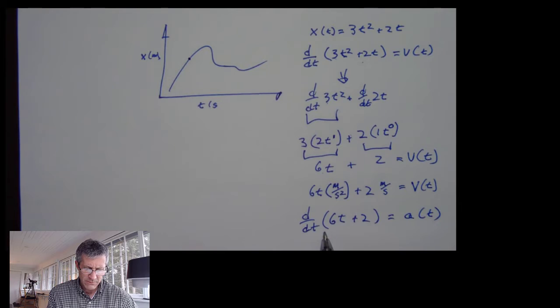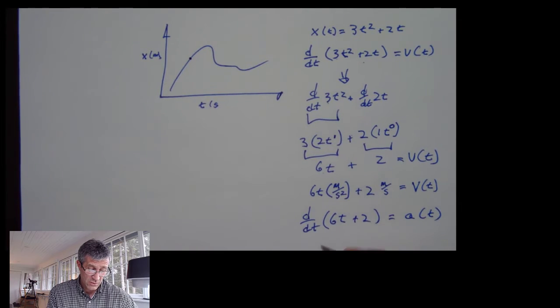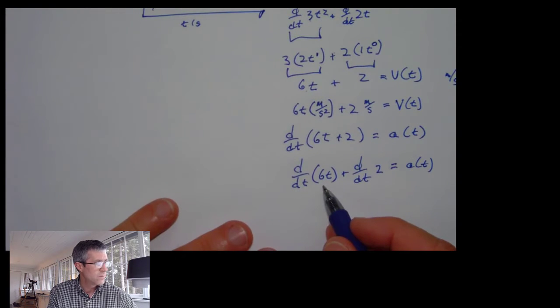So let me think about this. I can use essentially distribute. So I'm going to say the derivative of 6t plus the derivative of 2 equals my acceleration over time. Okay, well, I think I know what to do here.